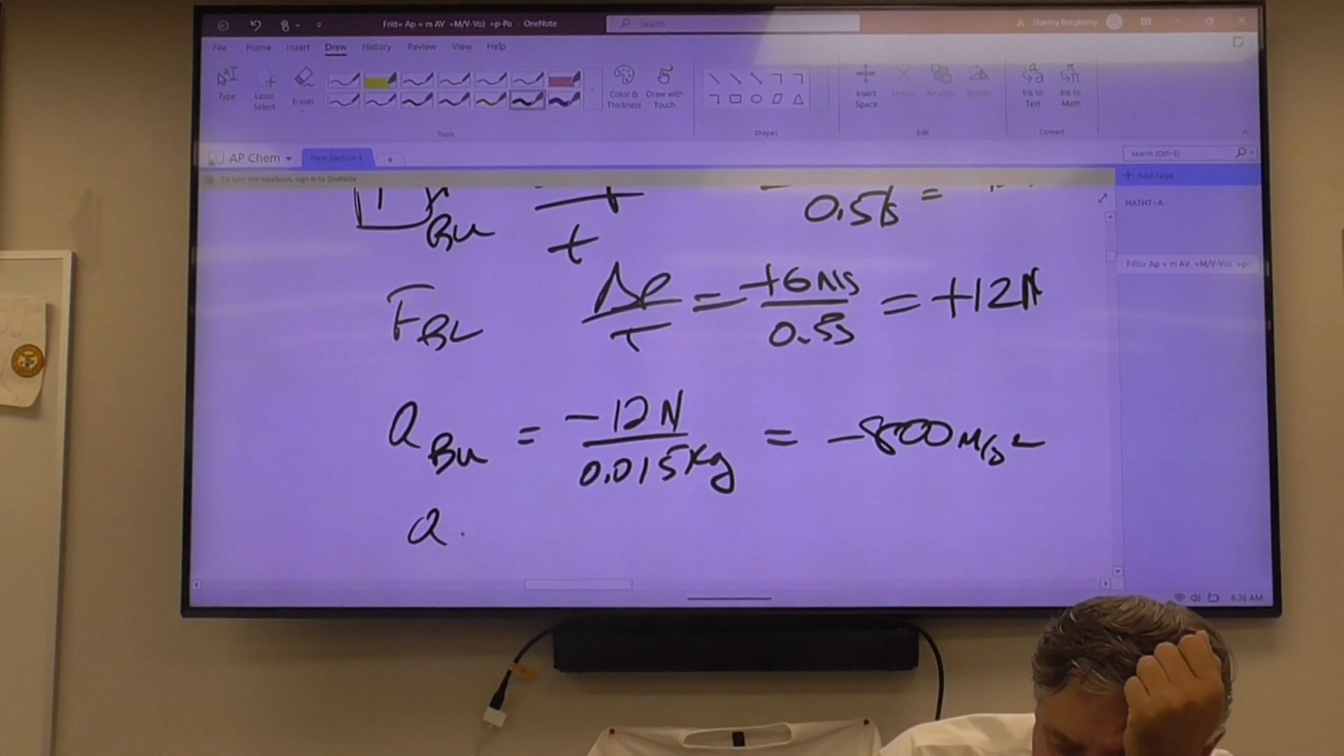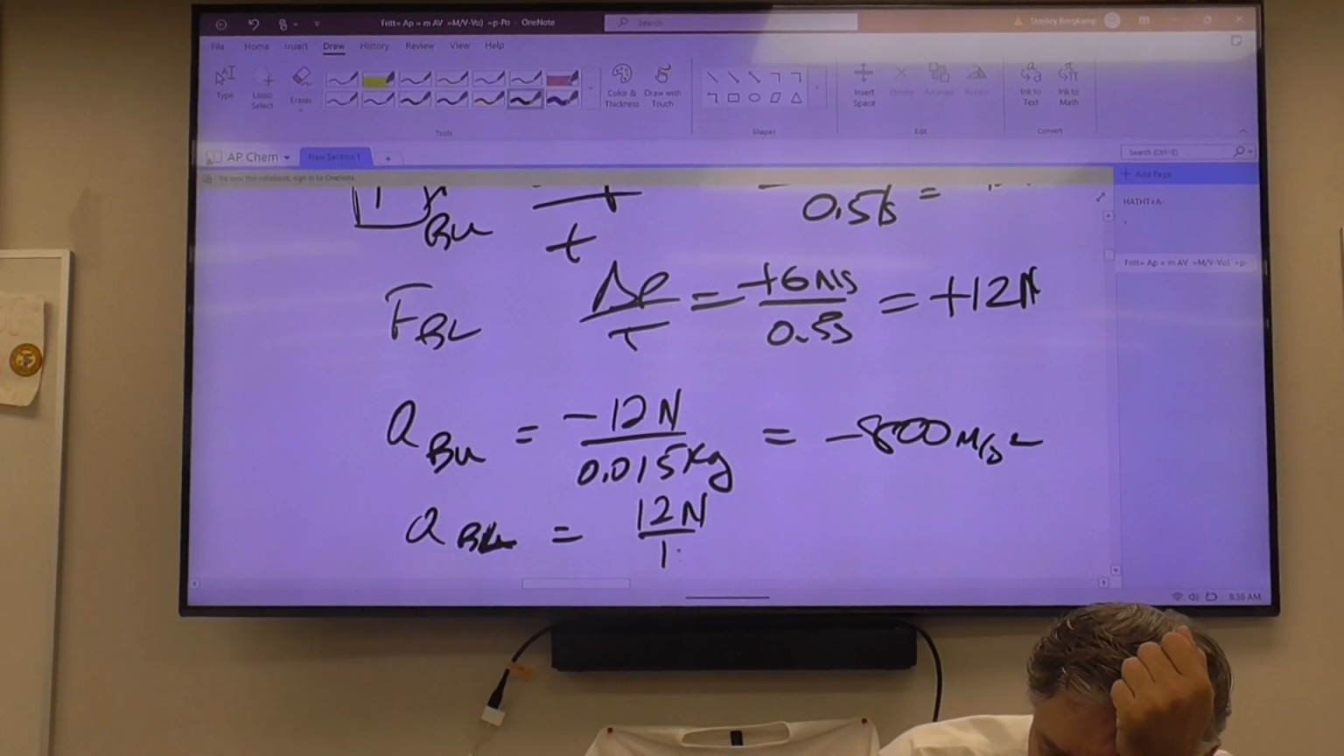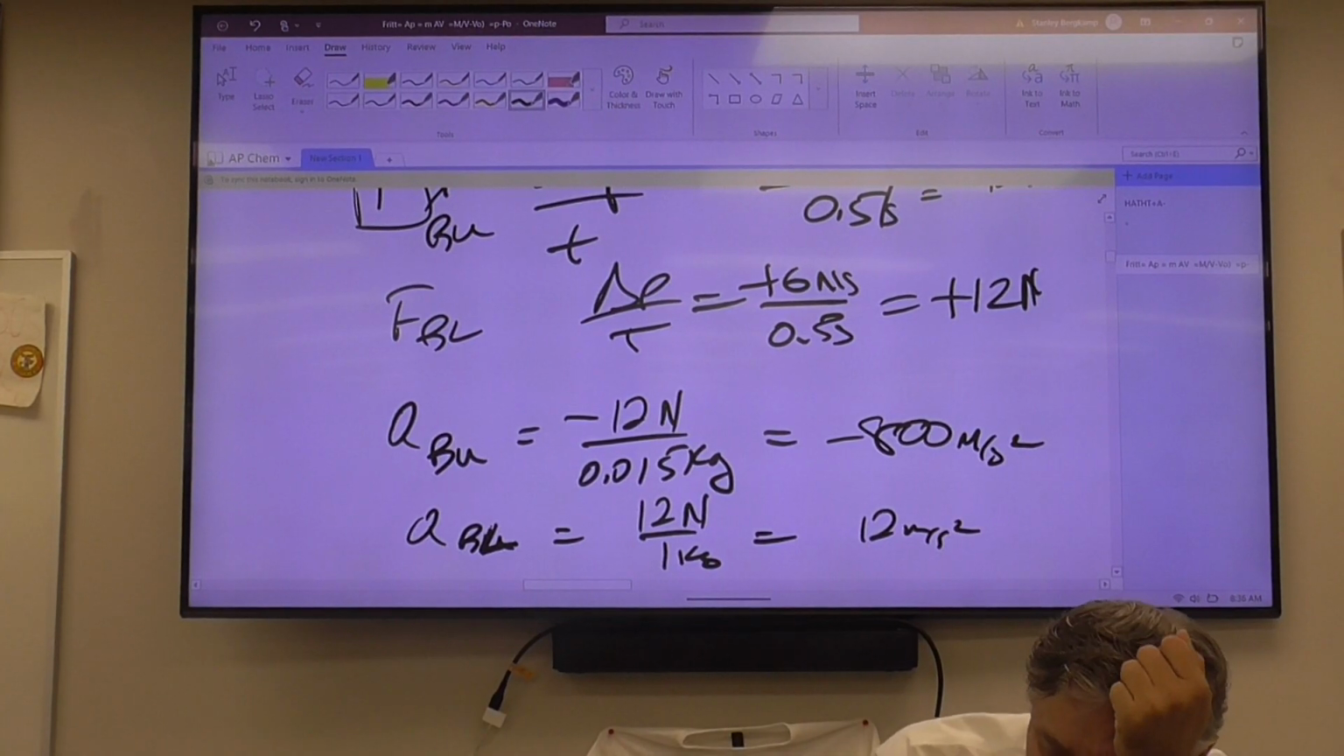Now, the acceleration of the block is going to be pretty simple. That's just going to be 12 newtons divided by 1 kilogram, which is 12 meters per second squared.